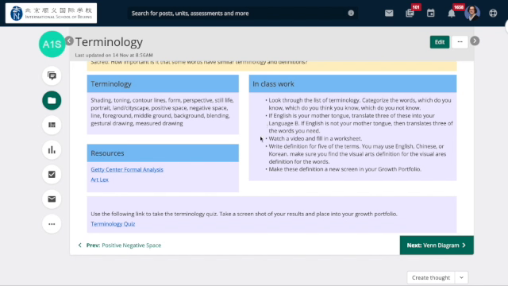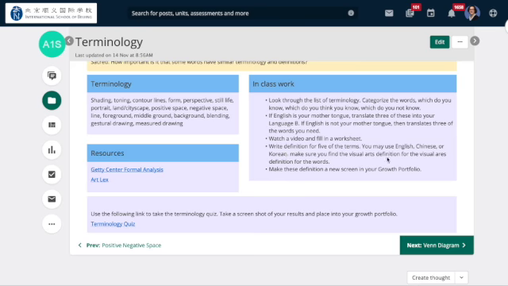Watch a video and fill in a worksheet. Now I don't have the video here. I got it from study.com, but it's a video about drawing and about drawing terms. Write the definitions for 5 terms. You may use English, Chinese, or Korean. Make sure you find the visual arts definitions for the words.